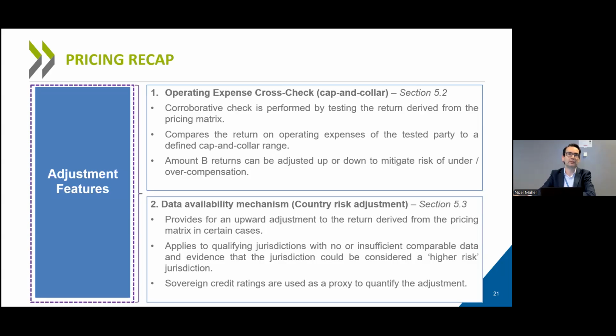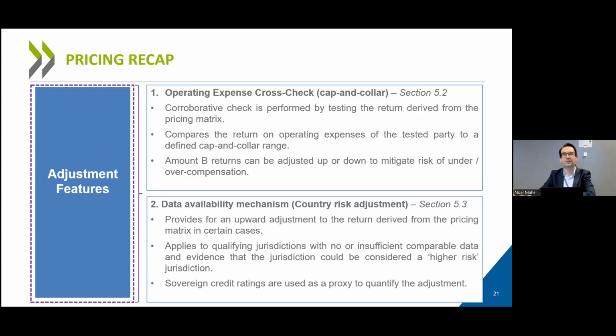Just to highlight then briefly, we do have a standardized or fixed floor rate, or collar. That represents a minimum return on operating expenses of 10%, which would need to be satisfied under this test. However, from a cap rate perspective at the upper end of the test, it's a bit more complicated. We actually have cap rates that can vary anywhere between 40% and 80%, depending on the characteristics of the entity. And again, further details are included in the Amount B guidance.